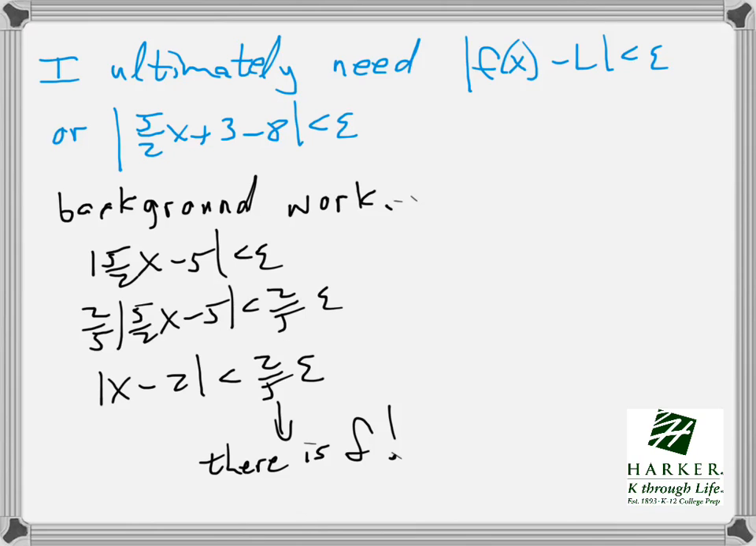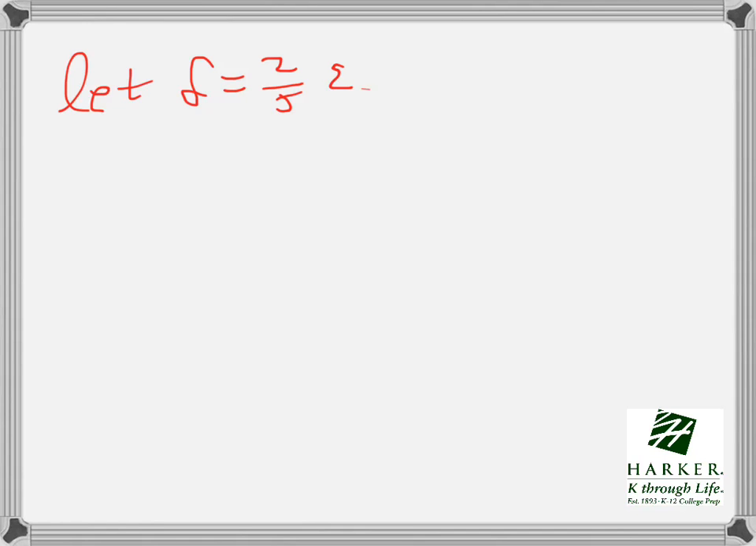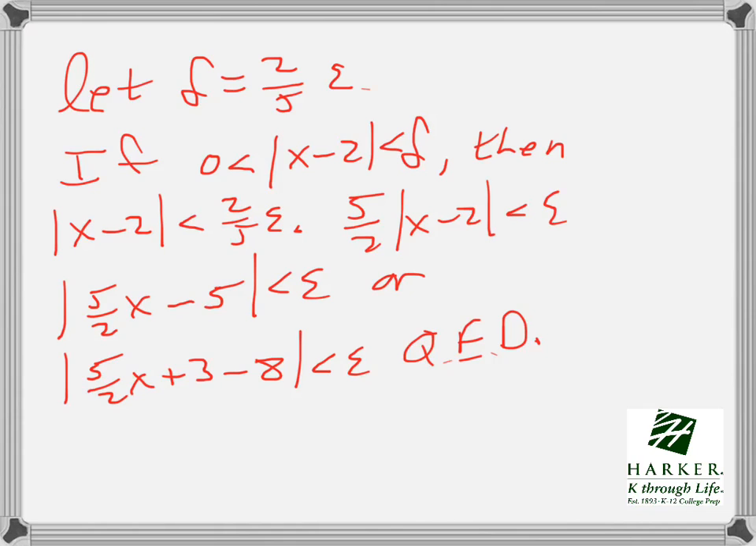So here comes my proof. I'm going to let delta equal 2/5 epsilon. So if 0 is less than the absolute value of x minus 2 is less than delta, then the absolute value of x minus 2 is less than 2/5 epsilon. So I'm going to multiply both sides by 5/2, distribute the 5/2 inside, and then cleverly rewrite it. So basically, I wrote the work backwards.